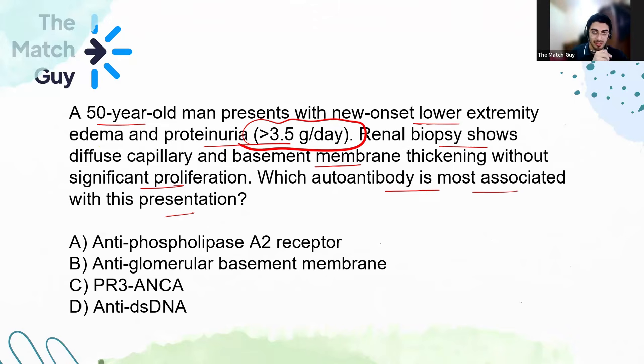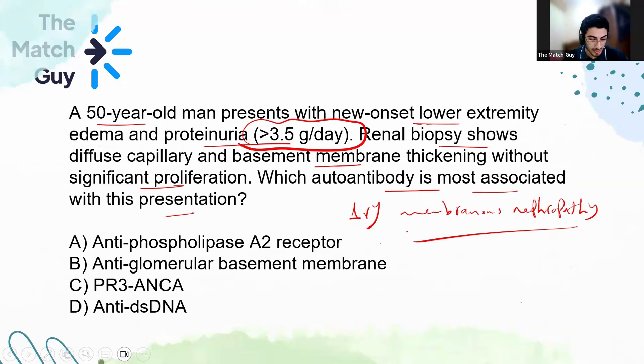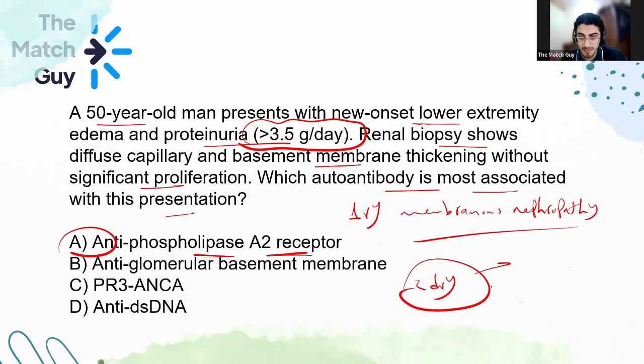Amazing, everyone. Excellent. So this patient with nephrotic syndrome is presenting with primary membranous nephropathy. Primary, okay? And the primary membranous nephropathy is associated with anti-phospholipase A2 receptor, okay? Anti-phospholipase A2 receptors. What about secondary membranous nephropathy?